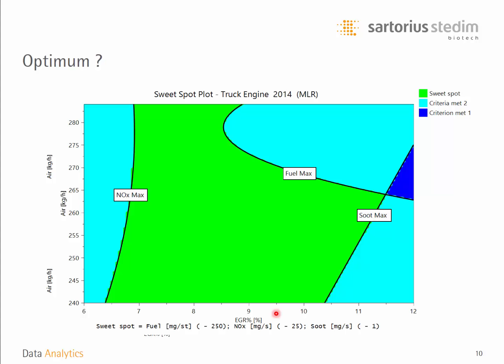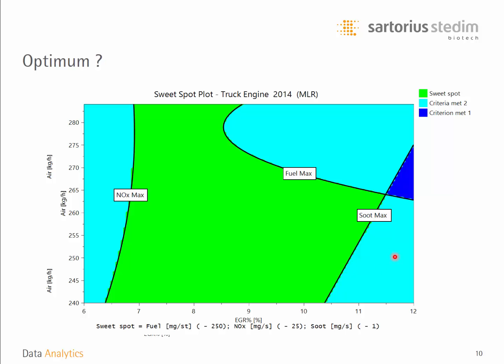Here we see the sweet spot plot for the truck engine application, and we can see that we definitely have a green region where the specifications are fulfilled for the different responses. The green area, the sweet spot area, is to the left demarcated by the upper maximum setting for NOx. In the top and slightly right-hand part, it is demarcated by the maximum setting for fuel, and in the lower right-hand corner, it is demarcated by the maximum setting for soot.